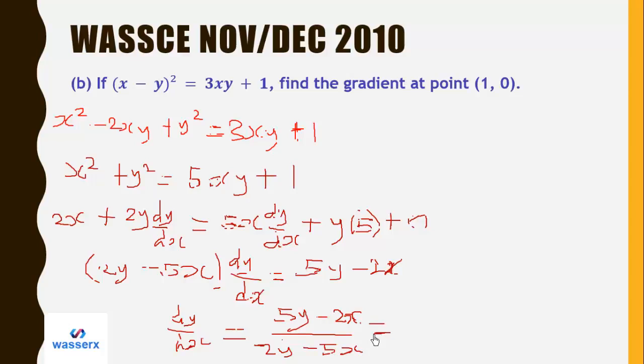So we sub in the values for (1, 0), 0 for y and 1 for x. We are going to get 5 times 0 minus 2 times 1, all over 2 times 0 minus 5 times 1. So this will simplify to negative 2 over negative 5, which is 2 over 5. So the gradient at this point is 2 over 5.